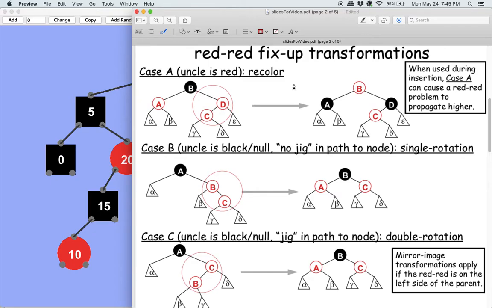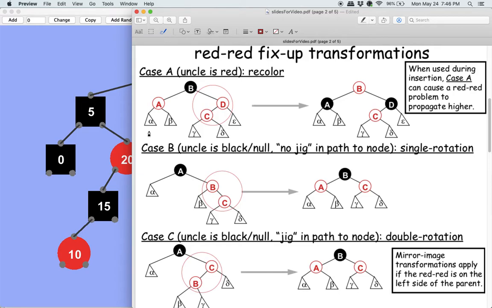So the goal is to start with a tree with a certain black height, and in this example, all of these triangles are presumed to be subtrees that all have the same black height, and they are black-rooted or they may be null. So they might be all null, in which case they have a black height of 0, or they might be black-rooted nodes and they all have the same black height.